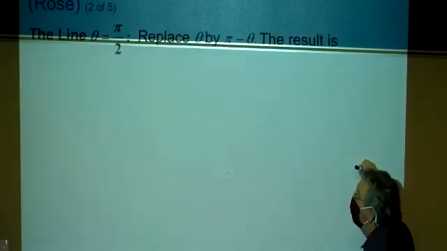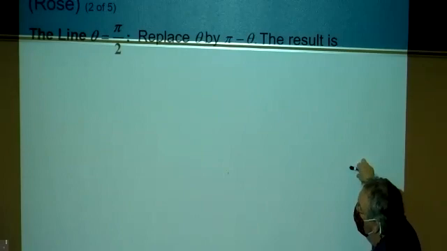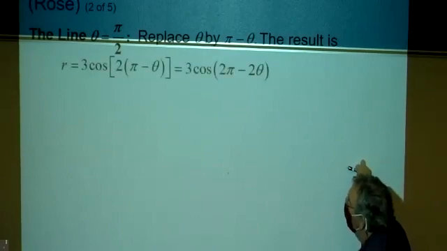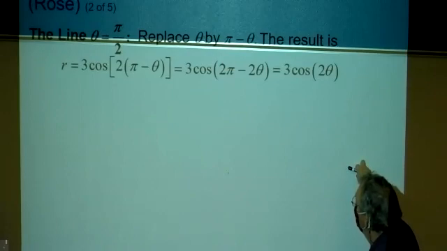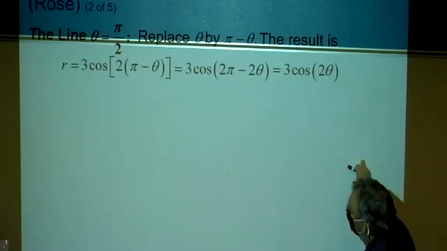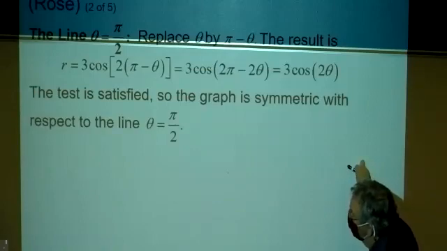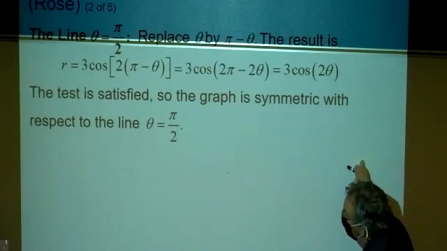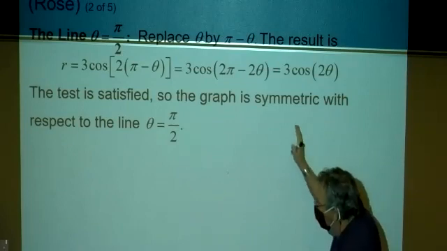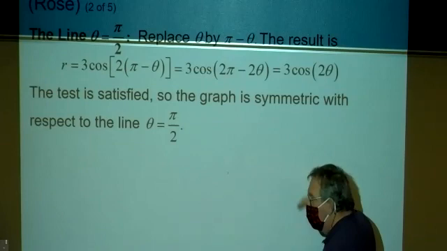Replacing theta with pi minus theta, we wind up with the same thing, cosine 2 theta. So it is symmetric with respect to the line theta equals pi over 2. So it has both vertical symmetry and horizontal symmetry.